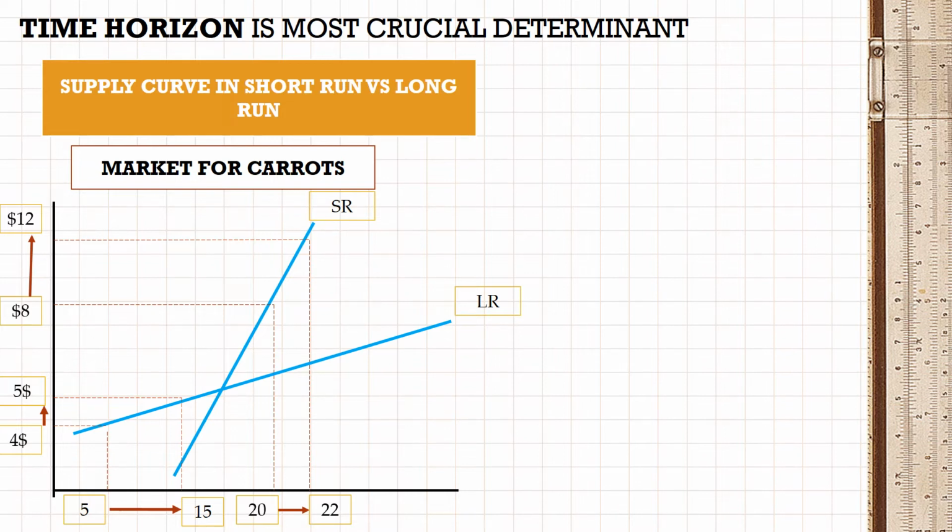So you can do a lot in the long run because your inputs are variable. But in the short run, not all inputs are variable. There is a limitation of some resources like land, capital, or time even. So remember, time horizon is the most crucial determinant. And this is the main limitation that farmers face, that they cannot just raise their supply within a few days or overnight.